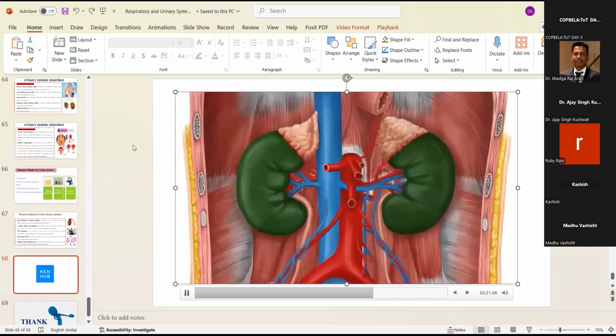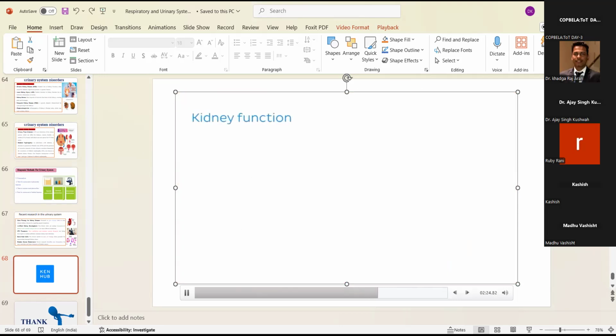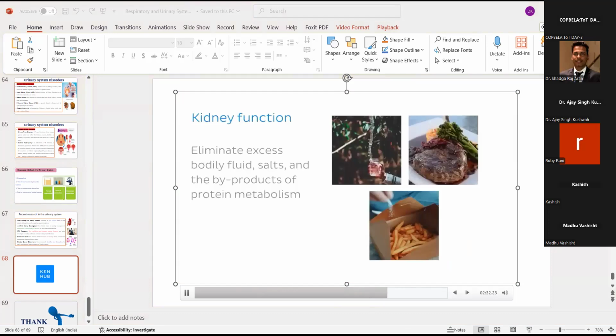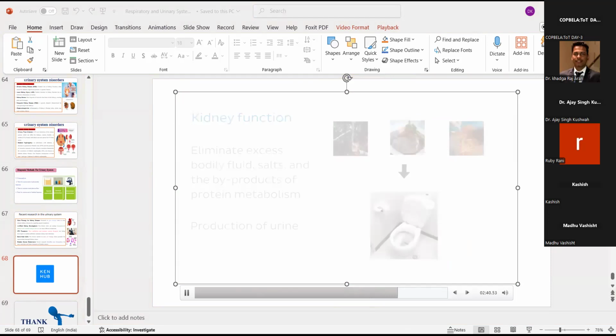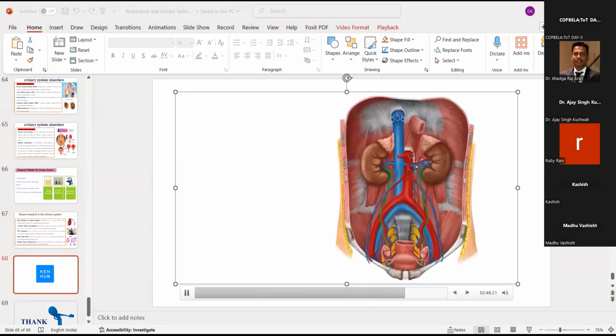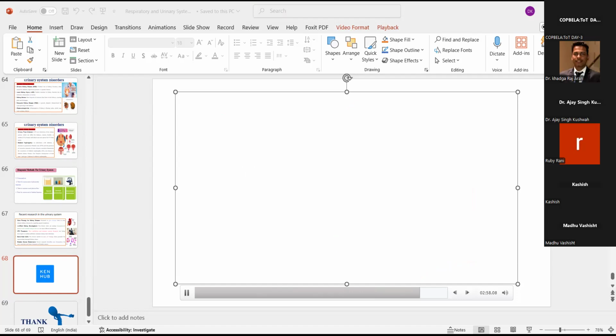Now that we looked at the anatomy of the kidneys, let's explore the function. The main function of the kidney is to eliminate excess bodily fluid, salts, and the byproducts of protein metabolism. This results in the production of urine that is transported out of the kidneys through the ureters, which happen to be the next structures that we're going to be talking about, the ureters. The ureters emerge from the kidneys posterior to the renal vessels. They are actually a continuation of the renal pelvis of the kidneys, which we just looked at in the renal hilum image. This video is not over yet. Continue watching now the full video at kenhub.com.